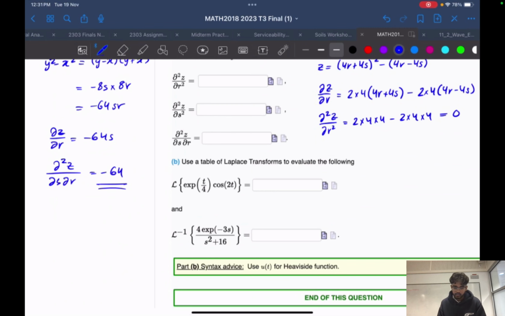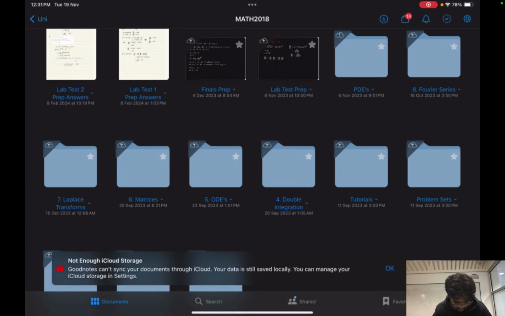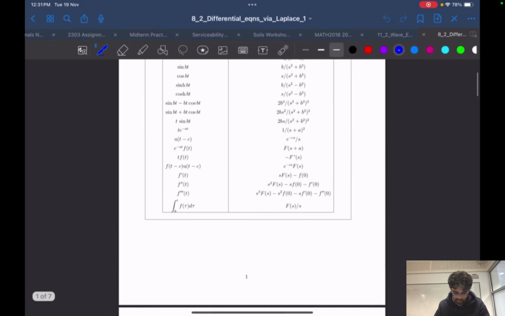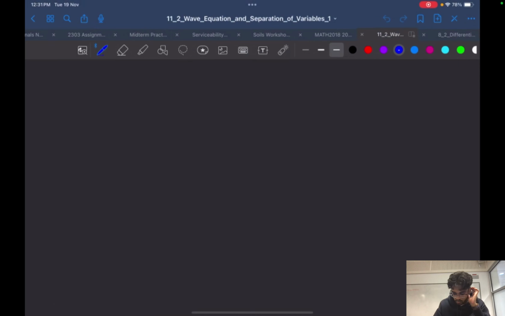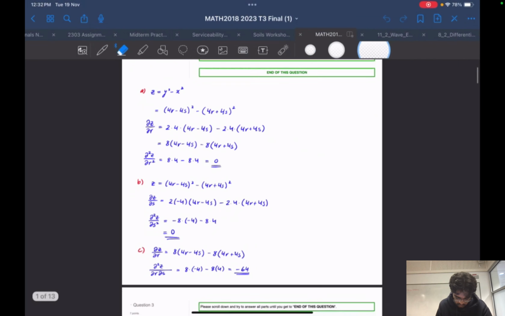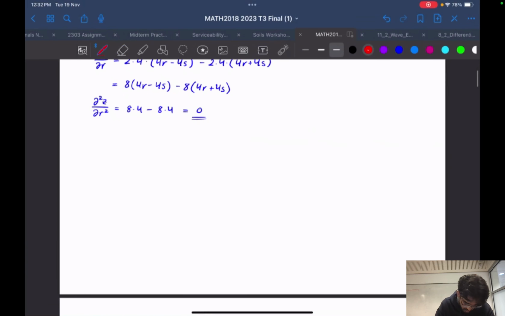Okay, Laplace transform. Let me quickly pull out this table over here. Oh, wrong table. This table over here. Okay, so what I'll do is get rid of this stuff because I already went through it, and I'll go through the Laplace transform question now.